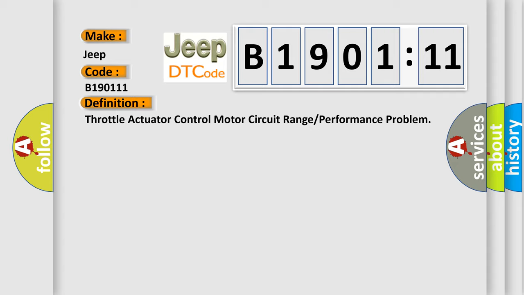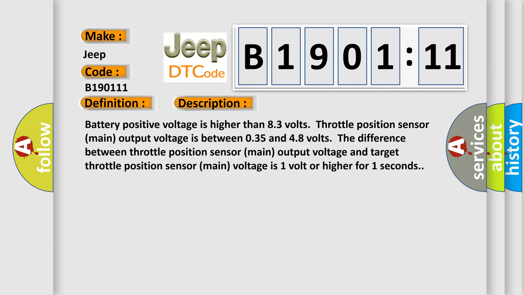And now this is a short description of this DTC code. Battery positive voltage is higher than 8.3 volts. Throttle position sensor main output voltage is between 0.35 and 4.8 volts. The difference between throttle position sensor main output voltage and target throttle position sensor main voltage is 1 volt or higher for 1 second.